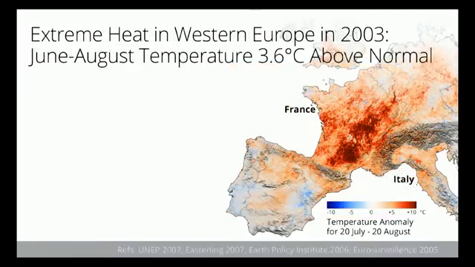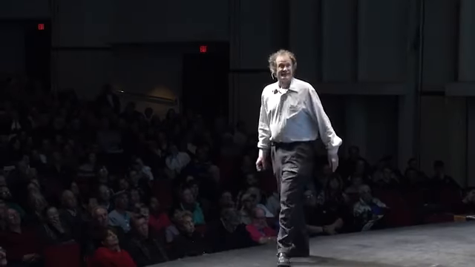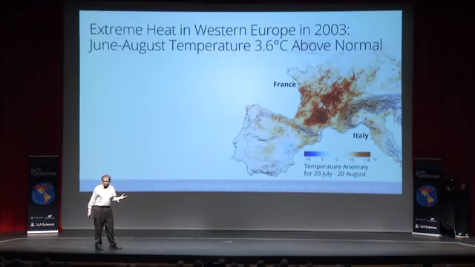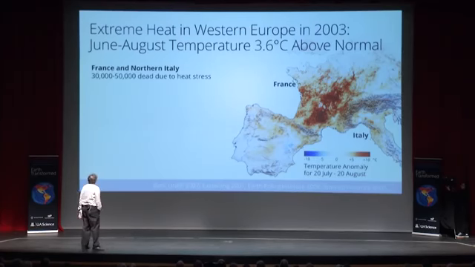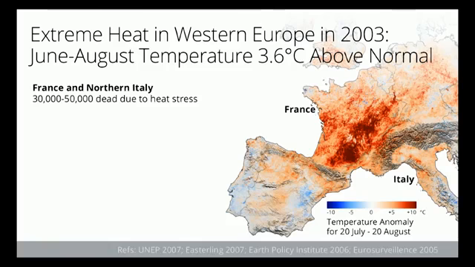Okay, so nature's actually done this for us. France, 2003. Anyone remember this heat wave? The average temperature over Europe for the whole summer was 3.6 degrees higher, which is right what we expect at the end of this century. It killed about 30 to 50,000 people in France and Italy.